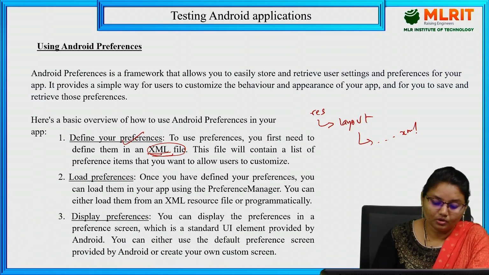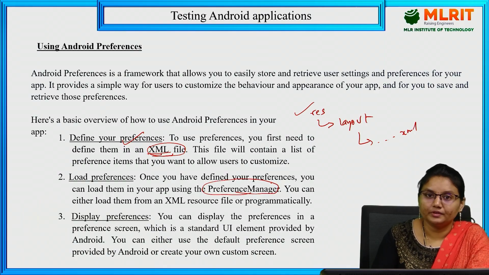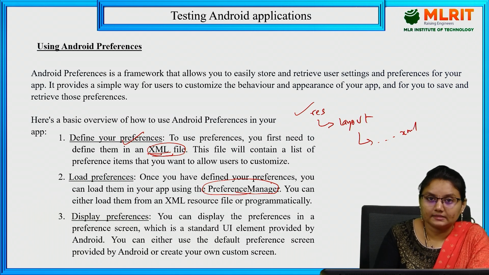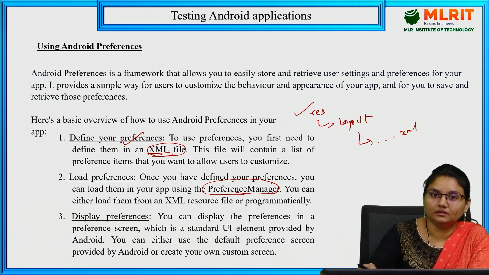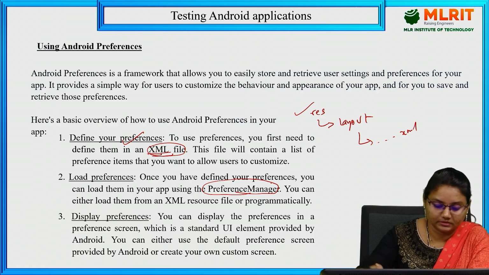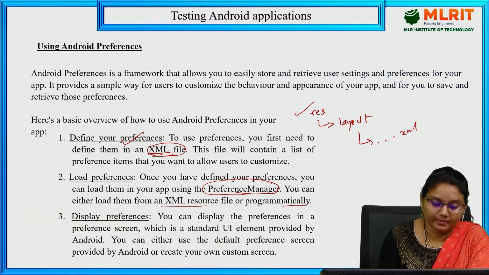Then load the preferences. Once you have defined them in the XML in the layouts, you can load them into your preference manager. You have a preference manager which can access the XML file that is defined and stored in your resources. You can either load them from an XML resource file or programmatically.